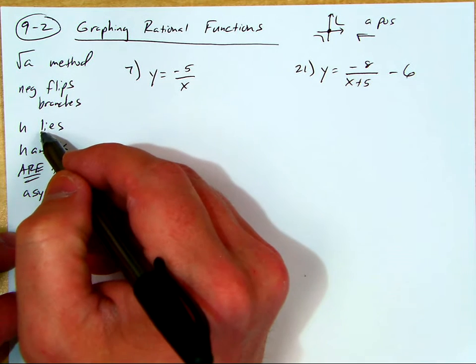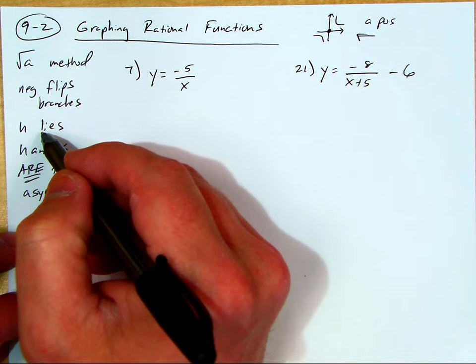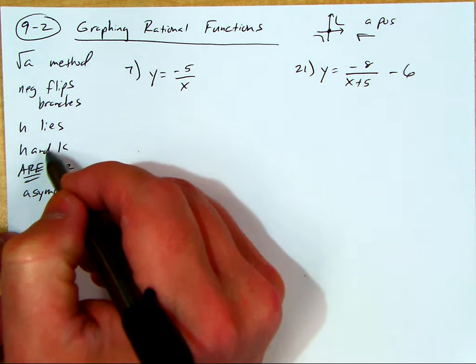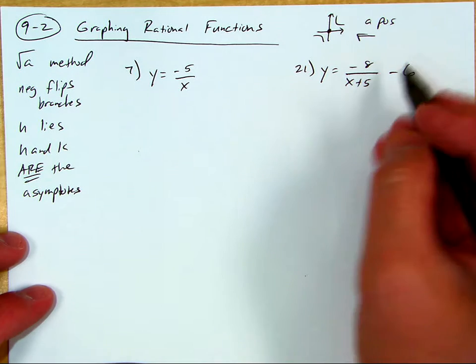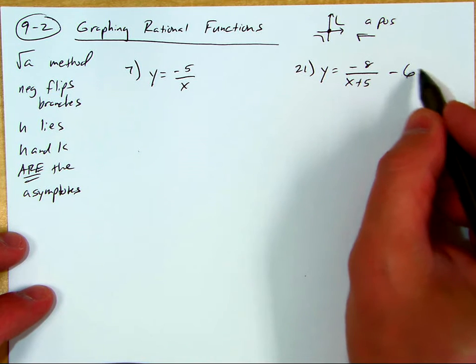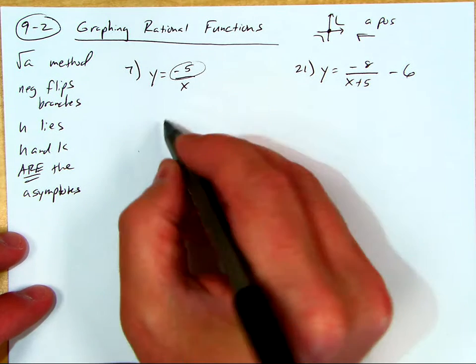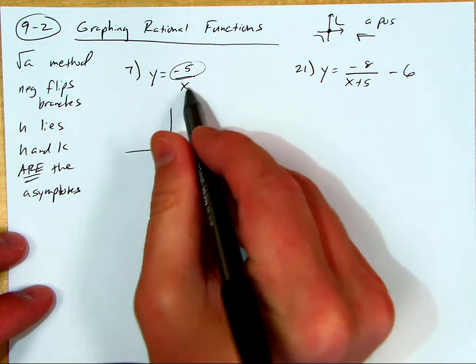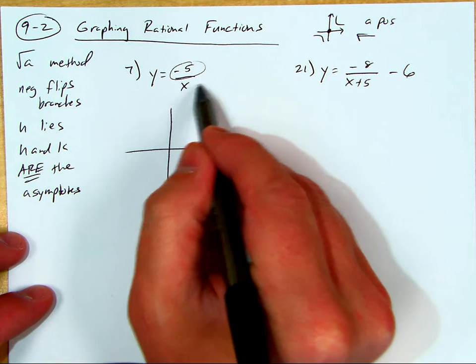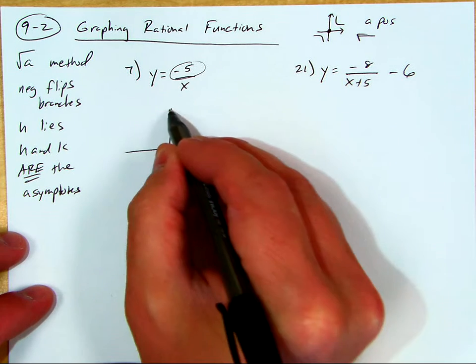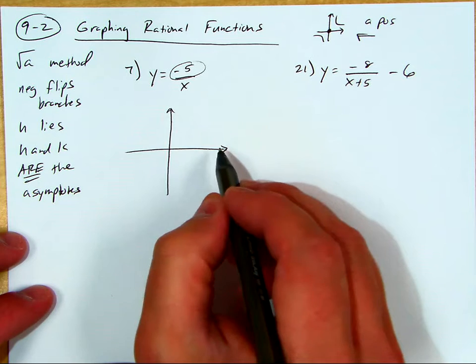H always lies, so it's going to move the asymptotes left or right on the opposite side of what's on the bottom. And remember, H and K are the asymptotes. Like, this is where the asymptotes are for number 21 when we graph this. But first of all, the square root method. Remember, H and K, the asymptotes. H is 0, K is 0.